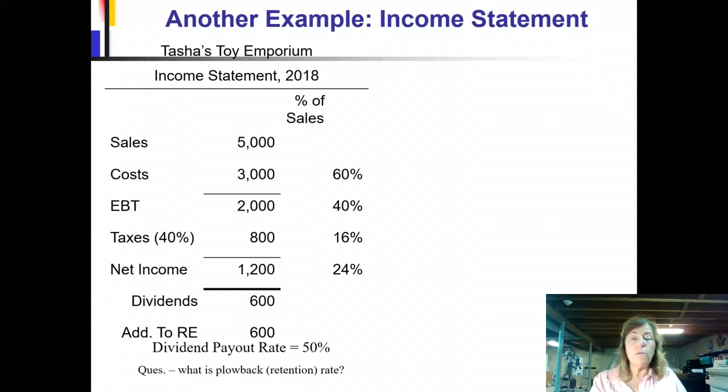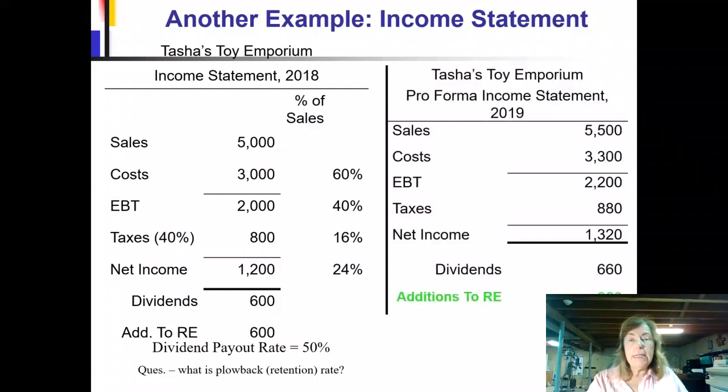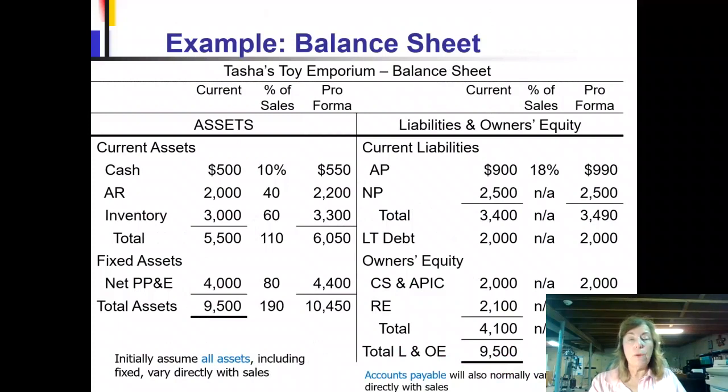Now, right now, let us assume that both the dividends and the retained earnings are equal to 50% of net income. Our dividend payout ratio is 50%. Our plowback or retention ratio also is 50%. Then we're going to project a 10% growth rate, bringing sales to $5,500, $3,300 cost, $2,200 earnings before taxes, taxes of $880, net income 1320. Everything's been growing with sales, and we're going to keep the same dividend payout ratio of 50%. So our addition to retained earnings will be half of our net income, and the other half will be paid out as dividends. Now let's look at our balance sheet.